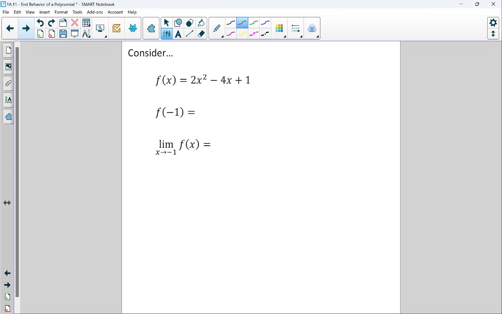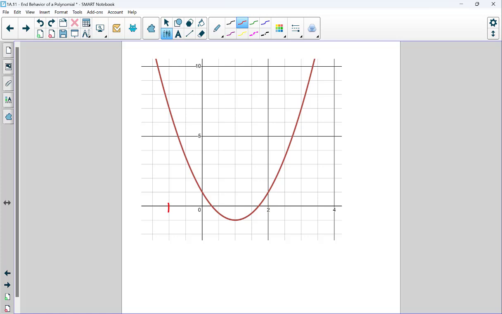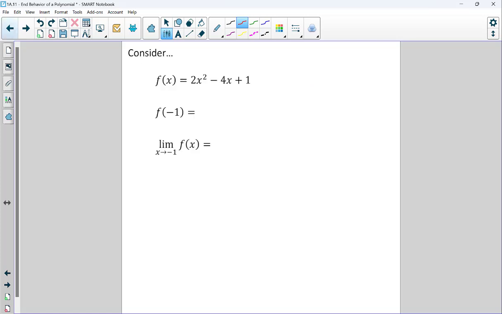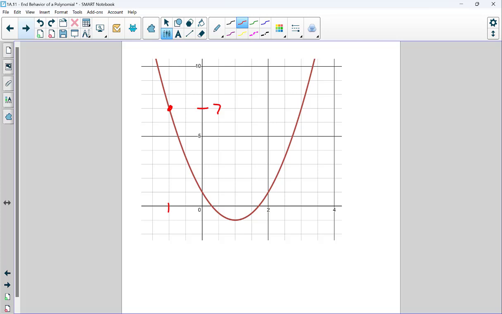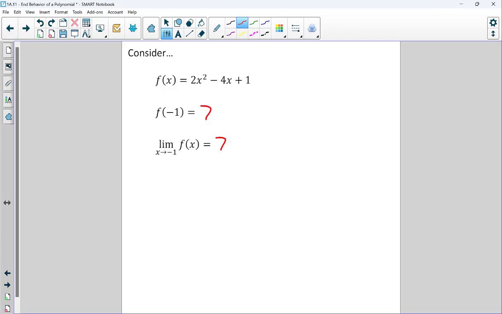Notice here, same graph, plug in -1. Well, at -1, which is right here, the function height is, hey, look at that, it's 7 again. So f of -1 is 7. The limit as x approaches -1, since the graph has no holes, breaks, skips, or jumps, this graph is continuous at x equals -1. So that means the intended value will also be 7. No tricks, it's just a different way of asking the question.